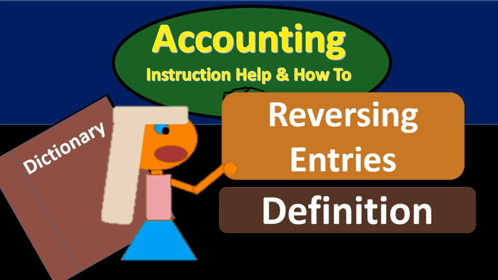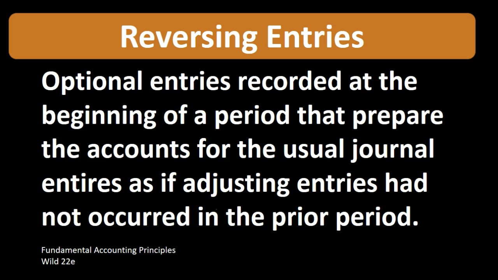Hello, in this lecture we're going to define reversing entries. According to Fundamental Accounting Principles, Wild, 22nd edition, the definition of reversing entries is optional entries recorded at the beginning of a period that prepare the accounts for the usual journal entries as if adjusting entries had not occurred in the prior period. So we're talking about reversing entries after the adjusting process has happened.